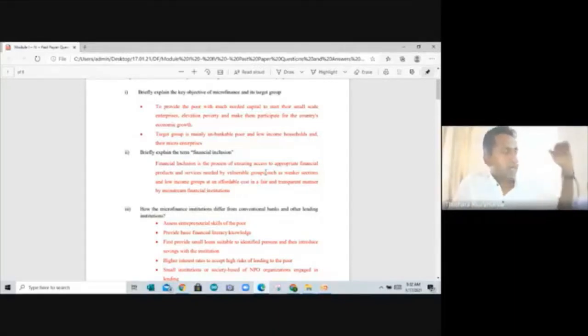What is the product, what, and who? Third one, how? Affordable cost, transparent manner. Affordable, transparent, that's point 3. How? By whom? Mainstream financial institution. There we talk about 4. What, who, how, by whom. Those are 4 critical points in financial inclusion.